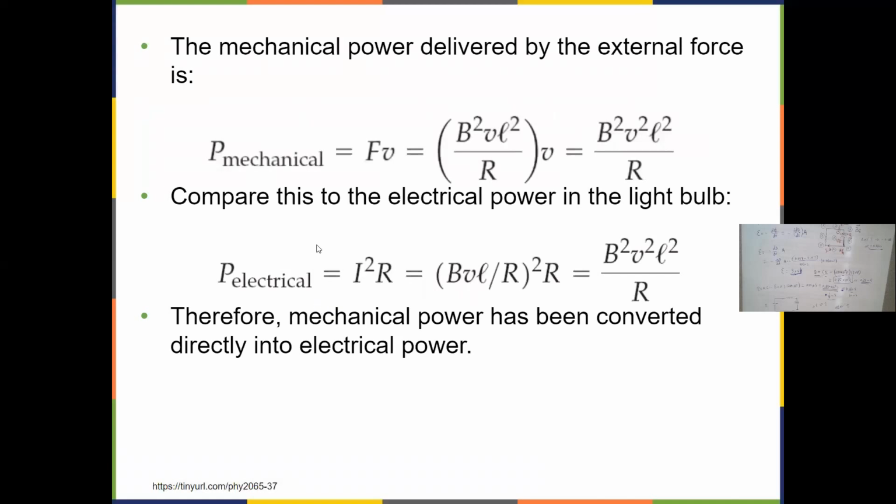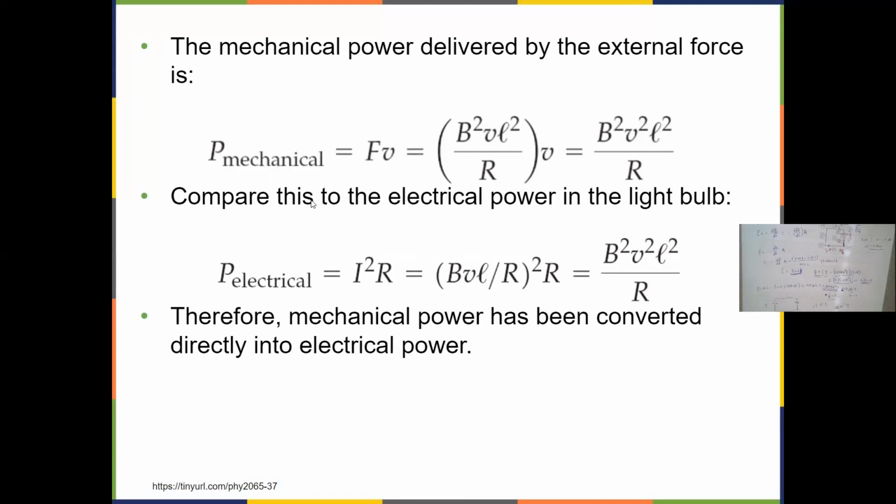Now let's take a look at what will be the mechanical power that is required to pull the rod at a constant speed. So we know that power is equal to the force times the speed, right? So the force is B squared V L squared over R from the previous slide, times V. So the mechanical power needed to pull the rod to move at speed V is equal to B squared V squared L squared over R, okay?